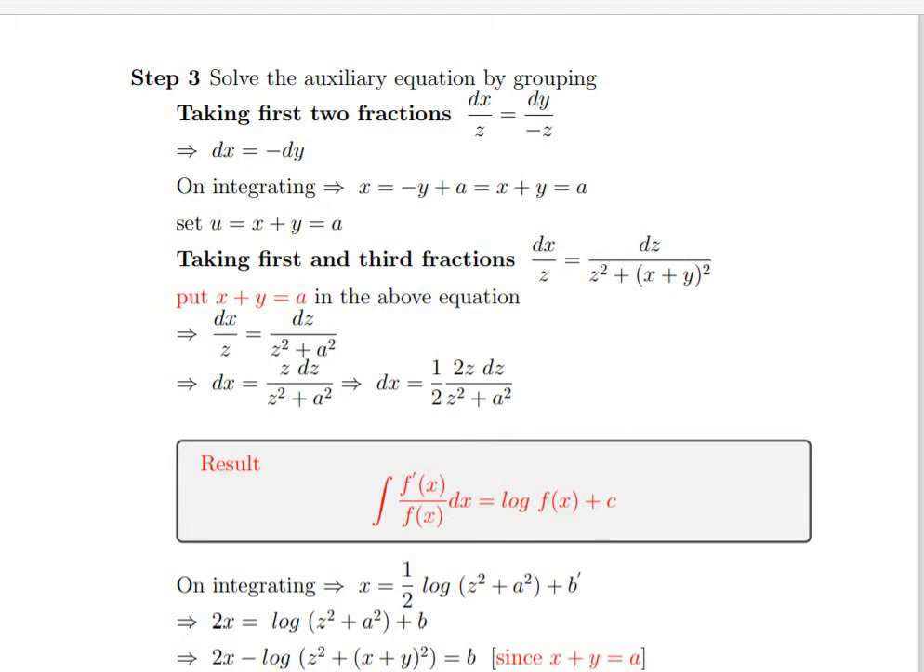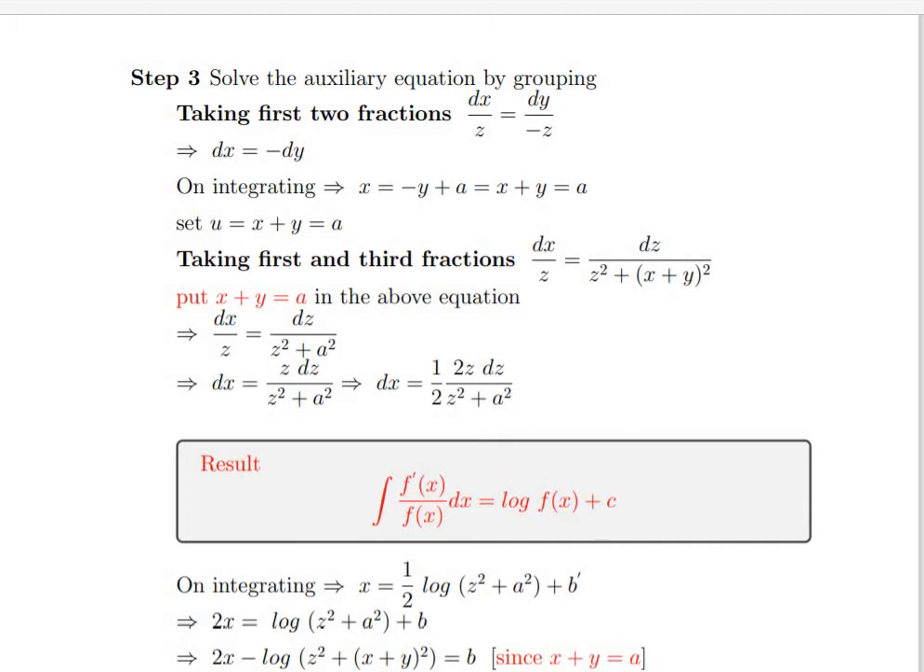Cross multiplying, if you are observing the denominators, both the denominators contain z, so the z's can be cancelled out, and after that the equation becomes dx equal to minus dy. Now on integrating, we will get x equal to minus y plus a, where a is the integrating constant, which can be rewritten as x plus y equal to a. So we got our u as u is equal to x plus y equal to a.